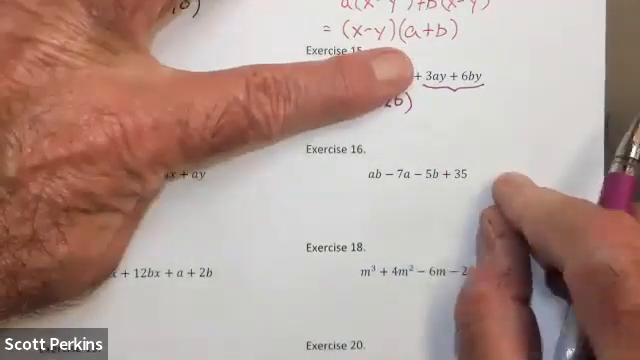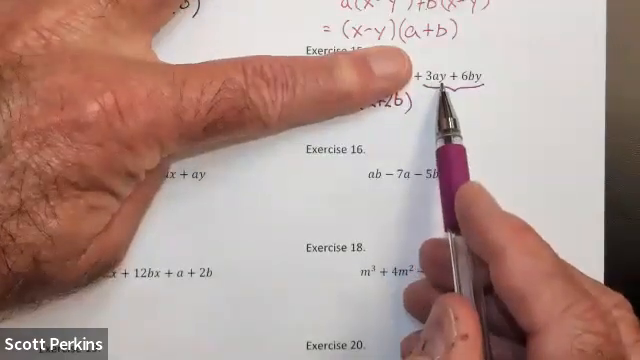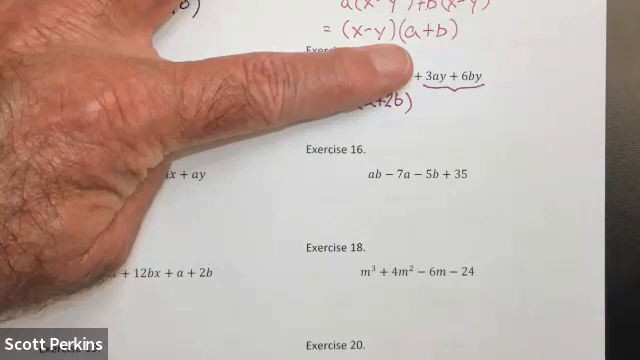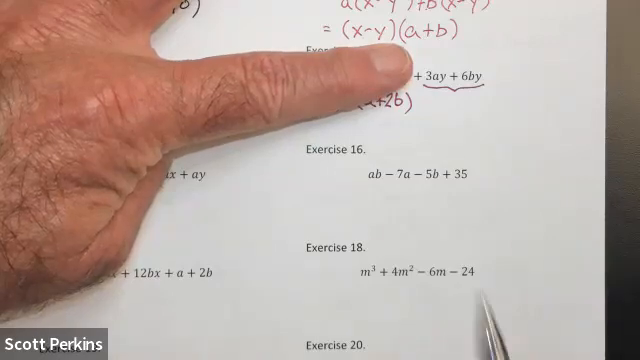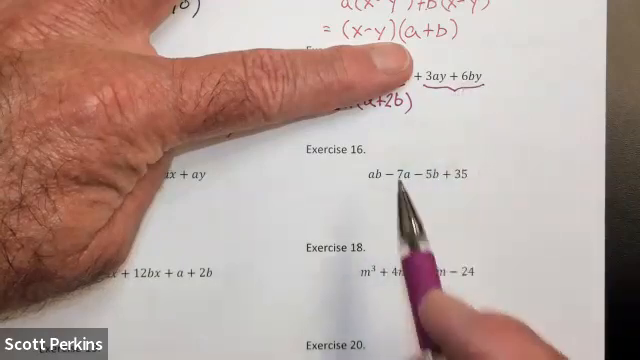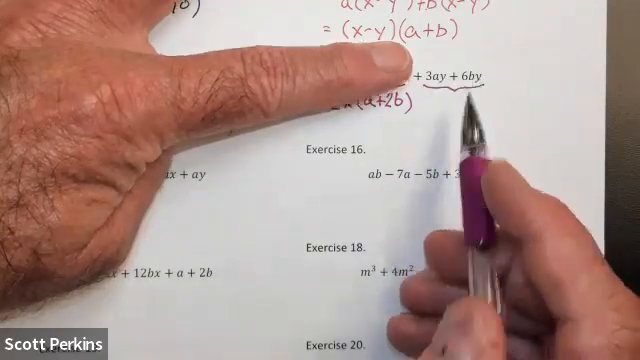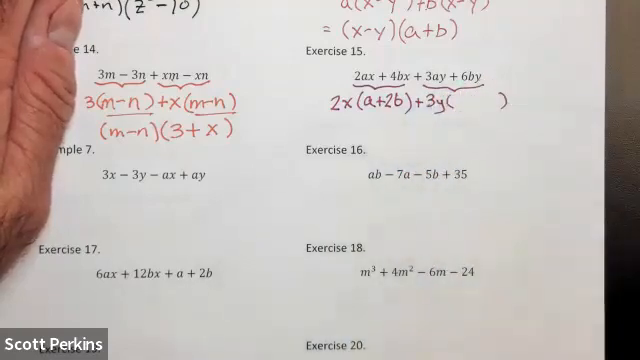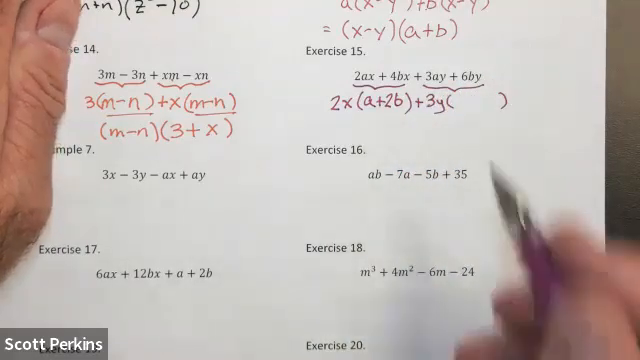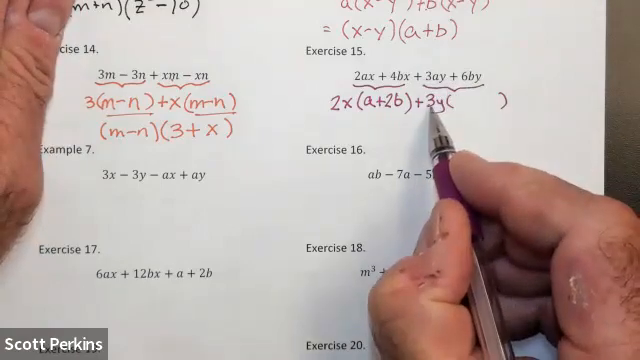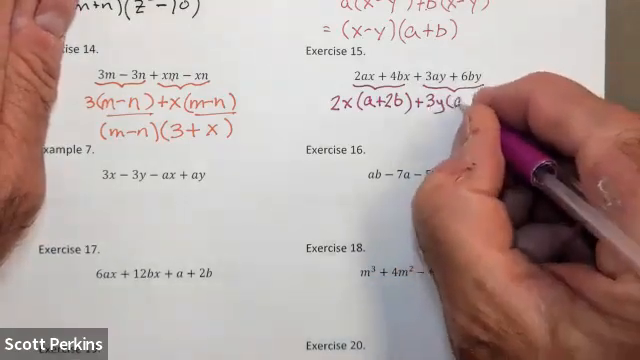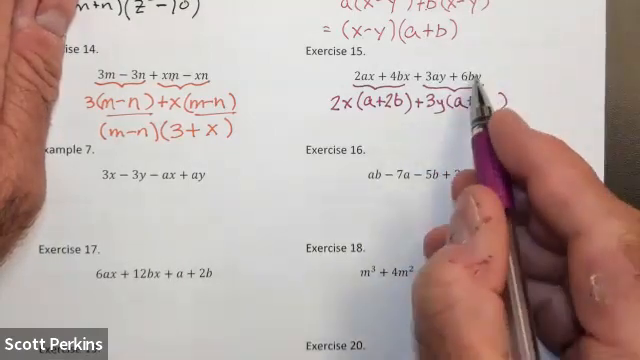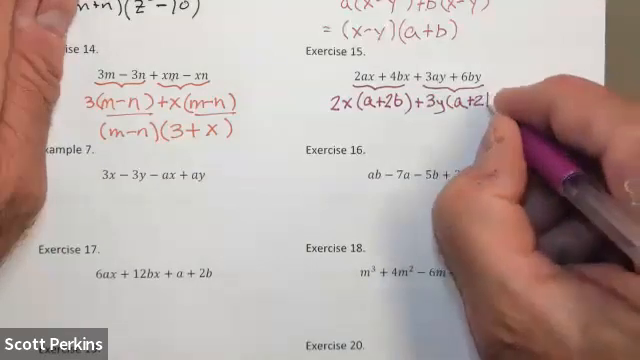And then when I look at the second pair of terms, I've got 3ay and 6by. What do those two terms have in common? A 3 and a y. The common factor between the 3 and the 6 is a 3, and then you can see the y sitting there for both of those. So I'm going to put a plus, a 3, and a y. So 3ay, I factored out the 3 and the y, that leaves me a. 6 divided by 3 is 2, and then by, when I factor out the y, leaves me b.